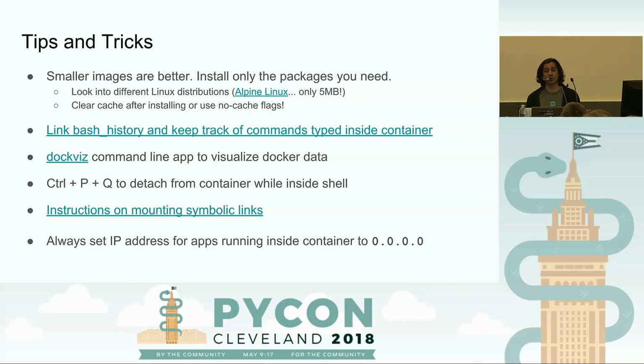Some more tips and tricks. Smaller images are better. Maybe it's time to explore some other Linux distributions like Alpine Linux, which is only 5 megabytes total. And the last one I'll mention: if you're ever running a process inside of your container, make sure you set its IP address to 0.0.0.0. If you use 127.0.0.1, that's a loopback interface, and we're not going to be able to connect to that process.